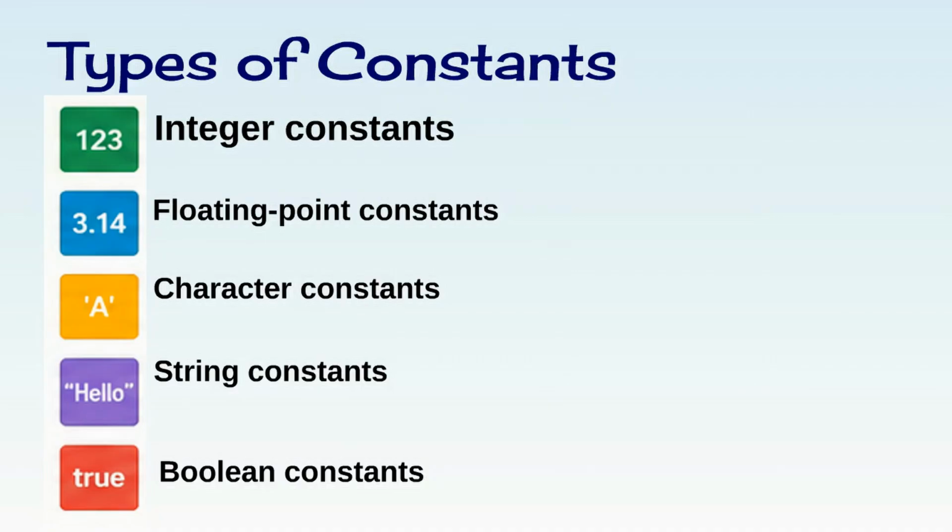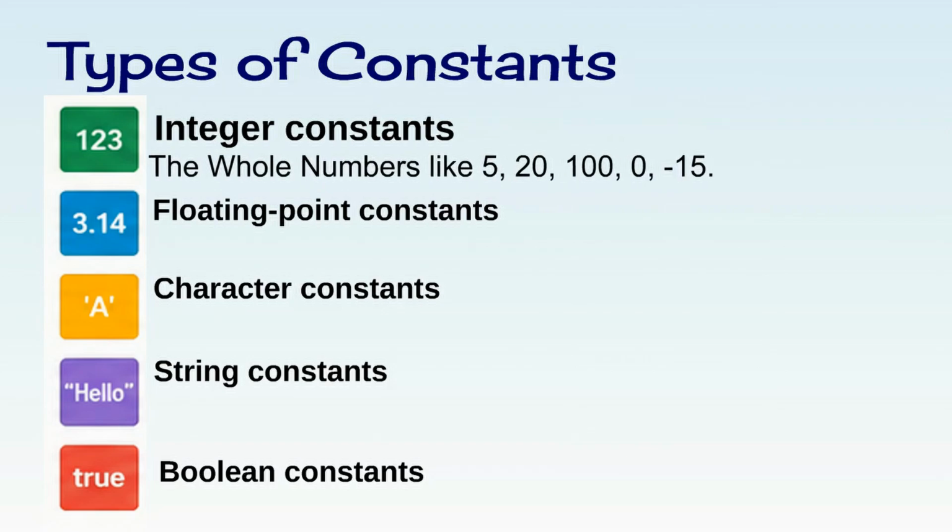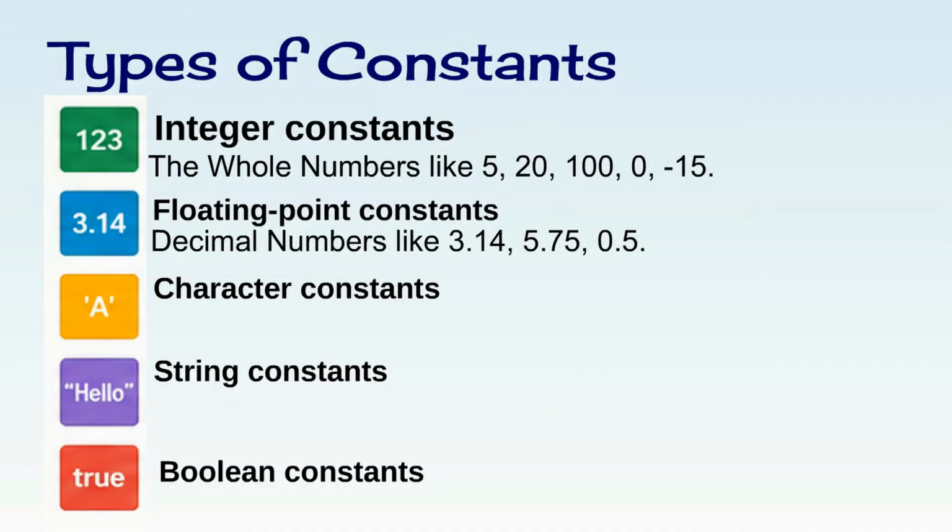Integer constants are whole numbers. Examples include 5, 20, 100, 0, and -15. Notice that integer constants do not contain decimal points. Floating point constants contain decimal values. Examples include 3.14, 5.75, and 0.5. These are used whenever we need decimal numbers.